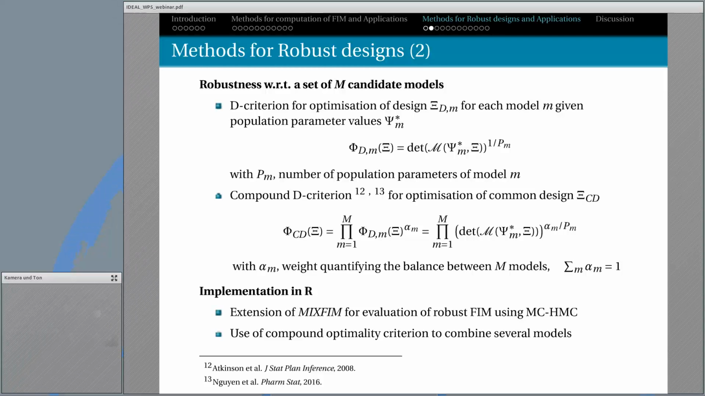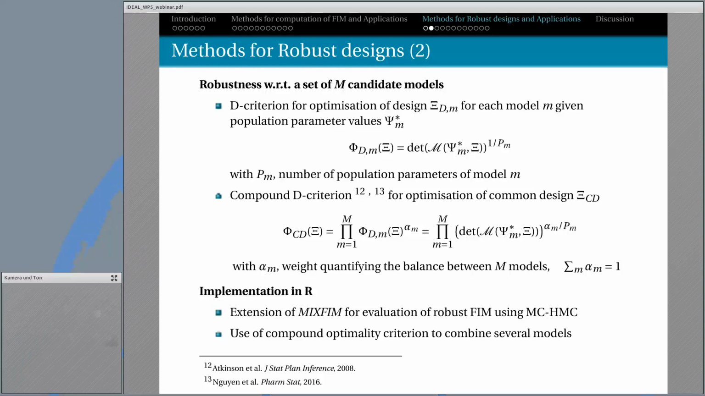For each model, you can compute the D criterion, which is the determinant of the Fisher matrix for that model M, given the values of the parameter psi star M, using the number of parameters PM. So for each model, you could get a different optimal design.